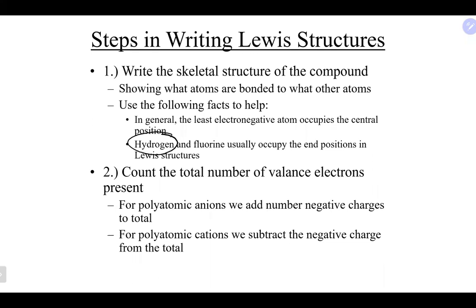Now, you will sometimes draw ions like polyatomic ions, which are nonmetals that are bonded together by sharing of electrons, but still have a charge. So anything with a charge, you need to adjust your total count of electrons. If something has a positive charge, you need to subtract off the positive charge from your total count. And if something has a negative charge, it means it gained electrons. So you need to add the electrons to your count.